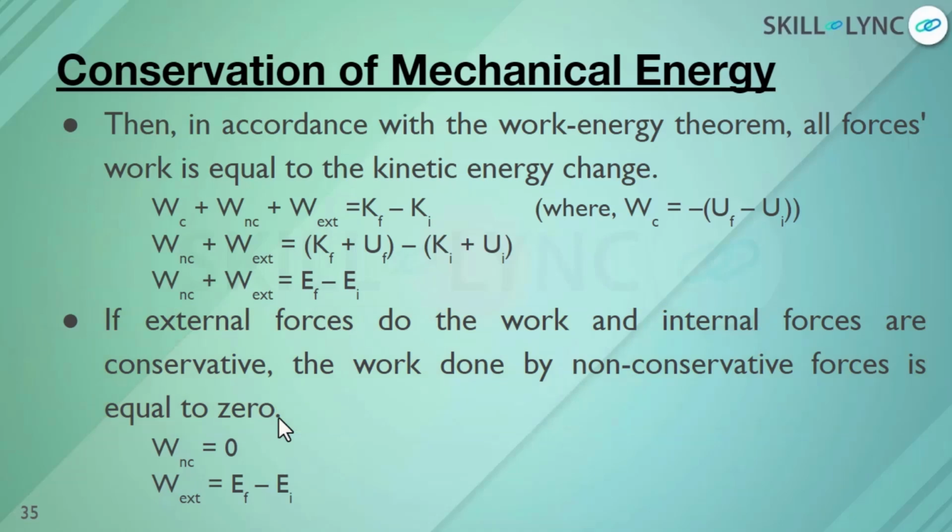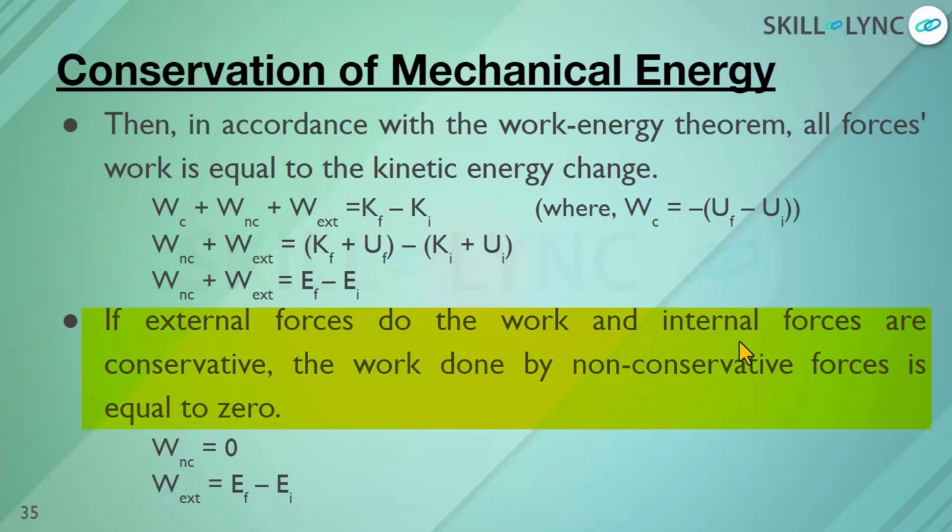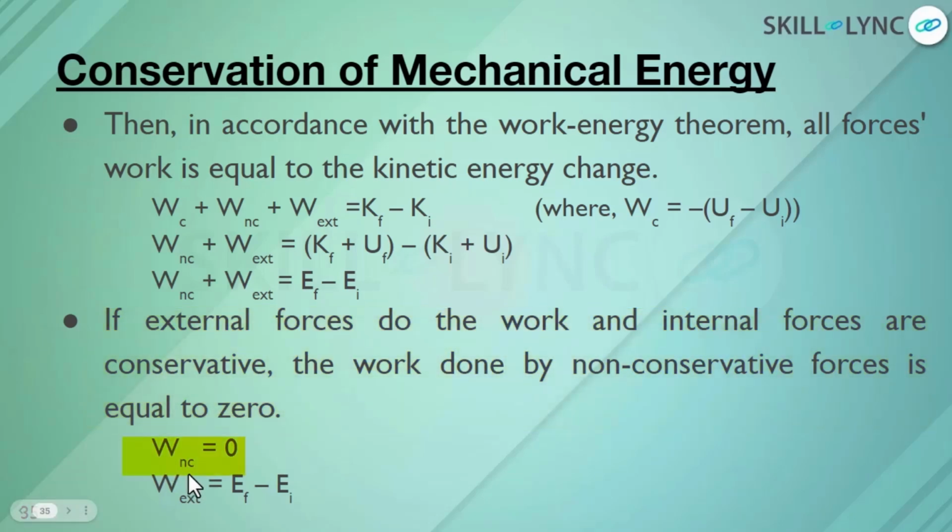This statement leads to two points. The first thing: if the external forces do the work and internal forces are conservative, then work done by non-conservative forces would be 0. The second thing it communicates is that WEXT is equal to Ef minus Ei. That is, work done by external forces is equal to energy at the final stage of the system minus energy at the initial stage of the system.